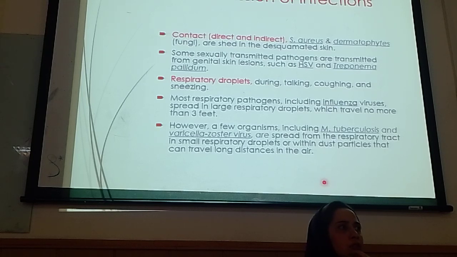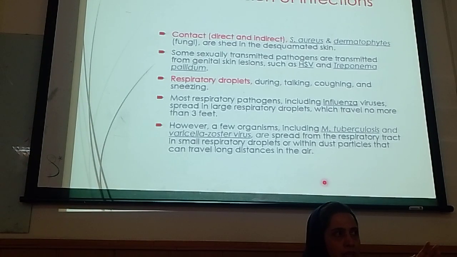And for example, sometimes even sexually transmitted pathogens are transmitted via genital skin lesions, such as HSV or syphilis. And sometimes we have, for example, respiratory droplets. About some pathogens, such as influenza, they spread in large respiratory droplets, so they cannot travel more than 3 feet. But sometimes, for example, VZV or TB spread via small droplets and can travel long distances.